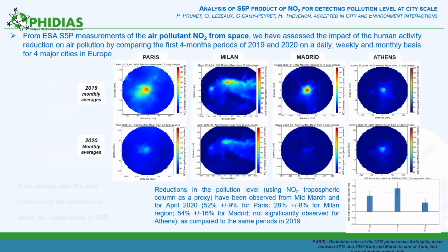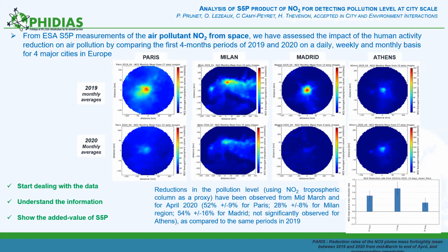Just an example of that second way to use the data. This is what we call a side work, something which has been done while preparing the Sentinel-5P NO2 product for use in PHIDIAS. We took the opportunity of accessing this data to look at the pollution level over some cities over Europe in 2019 compared to 2020, during the COVID period, just to see if the Sentinel-5P NO2 product is able to see something.